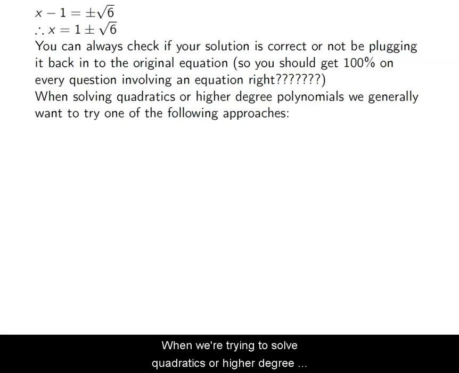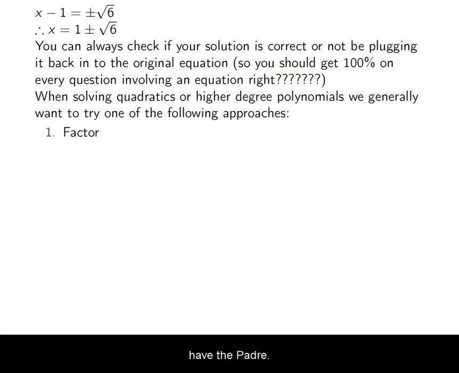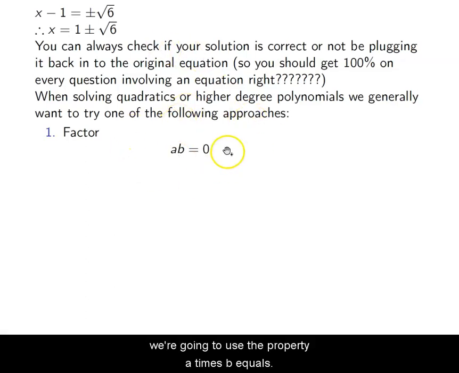When we're trying to solve quadratics or higher degree polynomials, we generally want to try one of the following approaches. The first approach we always want to start with is factoring. If we have a quadratic, it is a trinomial. It's got three terms. We want to see if we can factor out GCFs, if we can use Professor Choi's method, if we can just factor in general. Can we factor by grouping? Things like that. So we're going to use the property a times b equals 0.